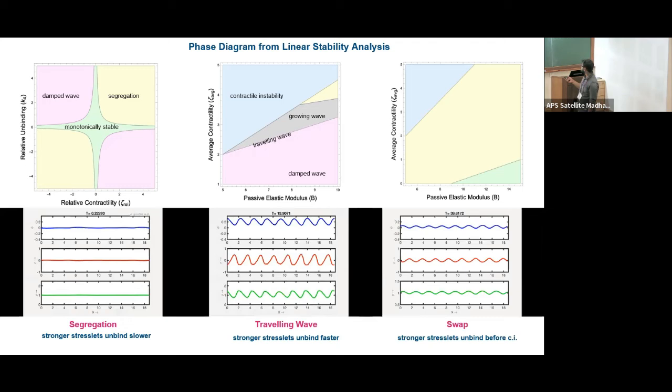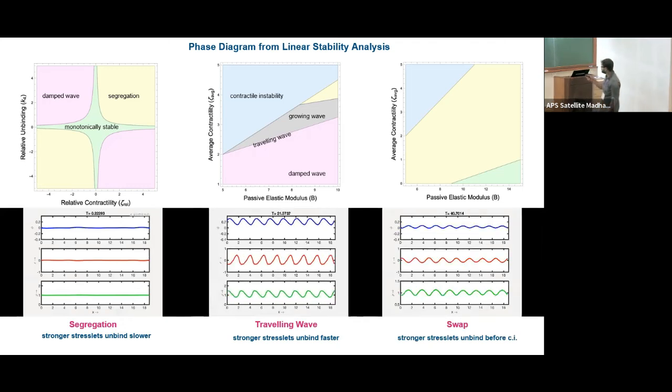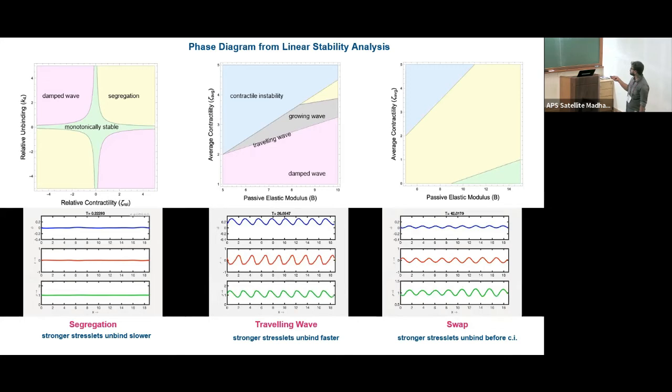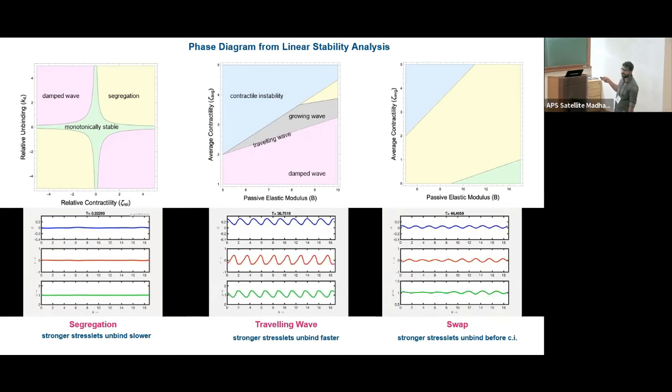There is another phase here, which we call the swap phase. In the swap phase, this is also an oscillation, but it is not traveling. So this is a standing wave. The swap phase occurs when the stronger stresslets unbind before the contractile instability kicks in.